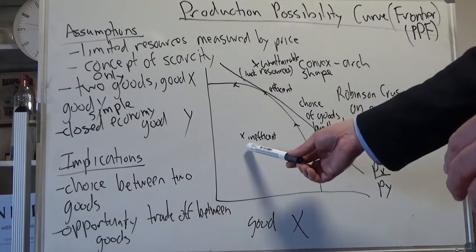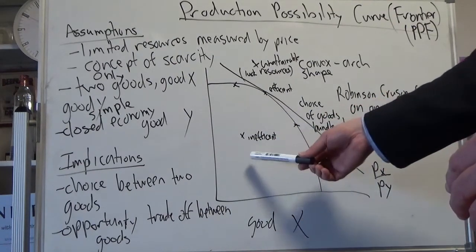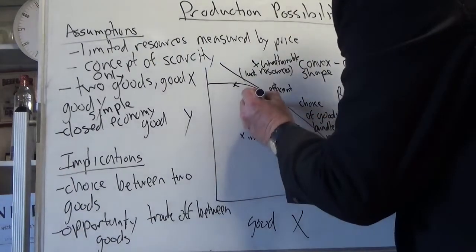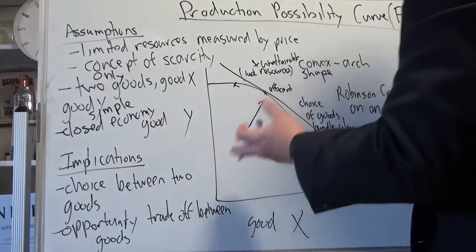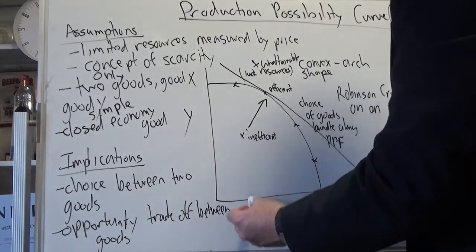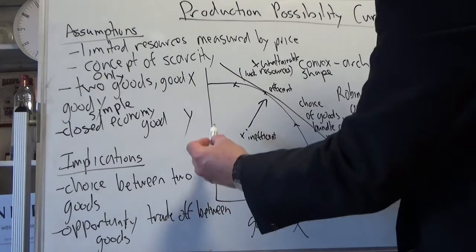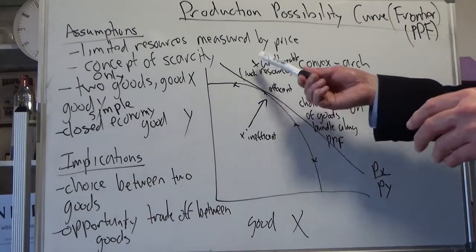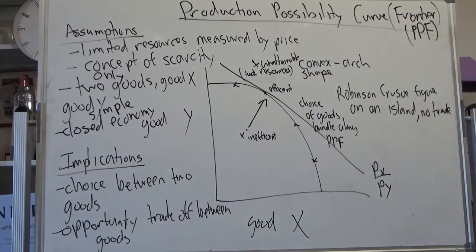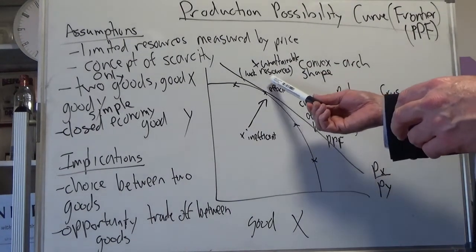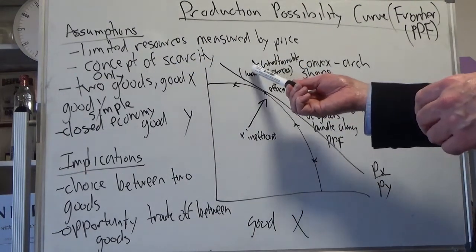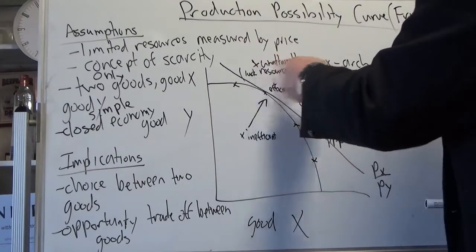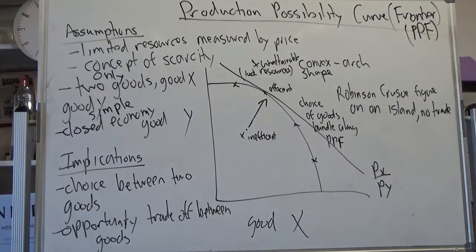If there was a point inward of the PPF, that's inefficient because that person could shift out to the PPF and get more of the goods, so more of good X and more of good Y. But at a point out here past the PPF, that's unattainable given the level of resources. You would need more resources and a new PPF curve to get to that point. So that point is unattainable.